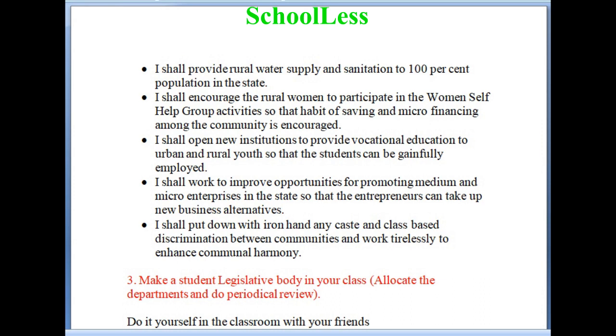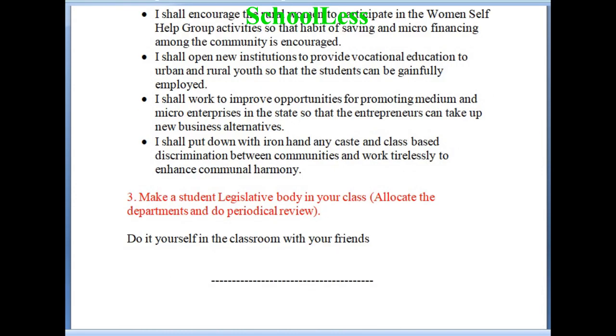I shall put down with an iron hand any caste and class-based discrimination between communities and work tirelessly to enhance communal harmony. Coming to the last question of the session, make a student legislative body in your class, allocate the departments and do periodic review. Now imagine that you have 30 students in a class, and out of 30, some 15 are from the ruling party and 15 are from the opposition party.